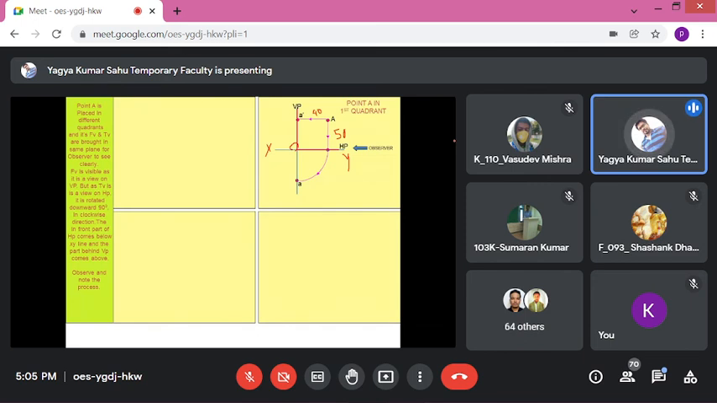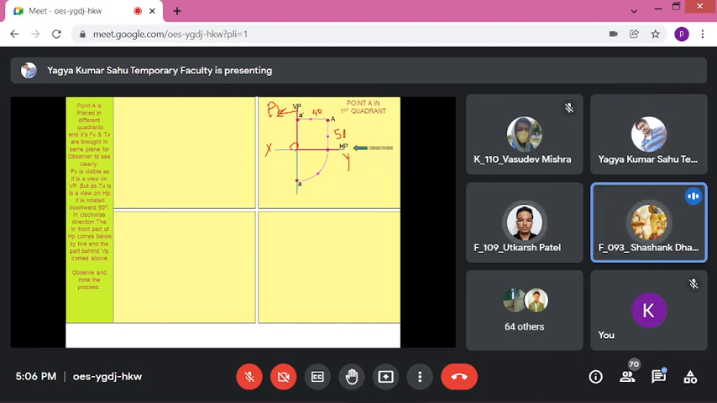A point is placed 40 mm in front of VP and 50 mm above XY, above the horizontal plane. So A dash is drawn with the help of a projector line. This will be your projector line, PL. So we have A dash and A. Tell me the distance of A dash and A from this XY line. What will be the distance of A dash? That will be 50 mm. And what about A? 40. Okay.